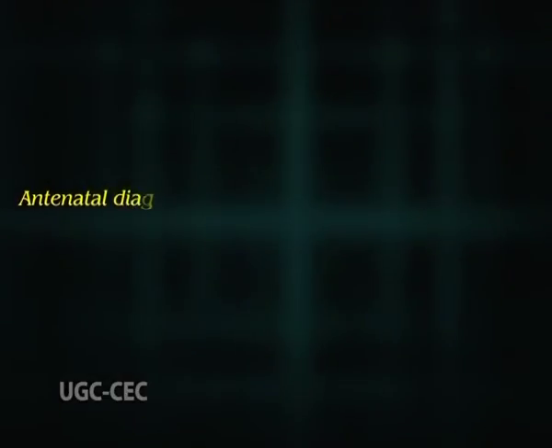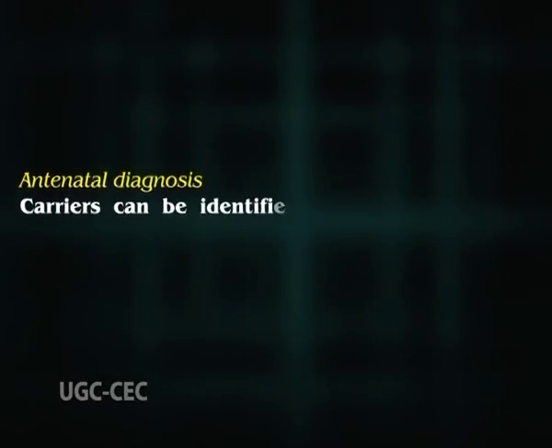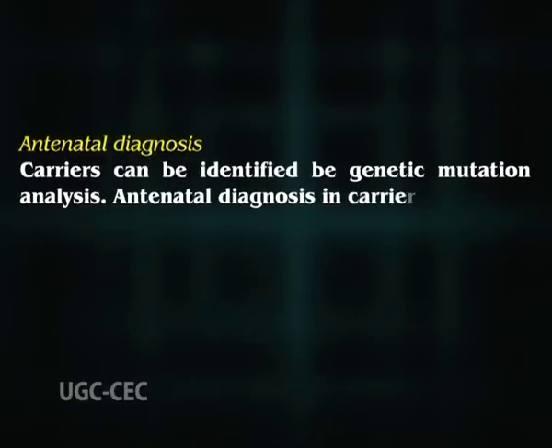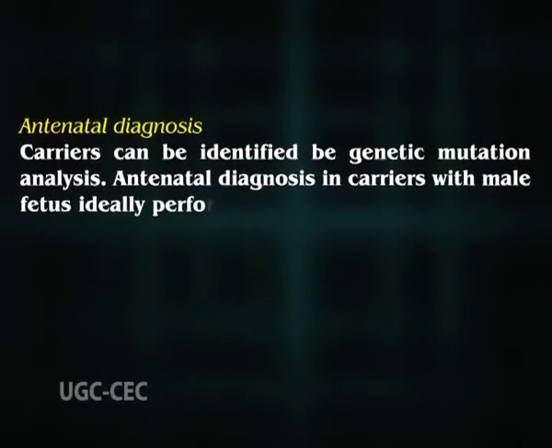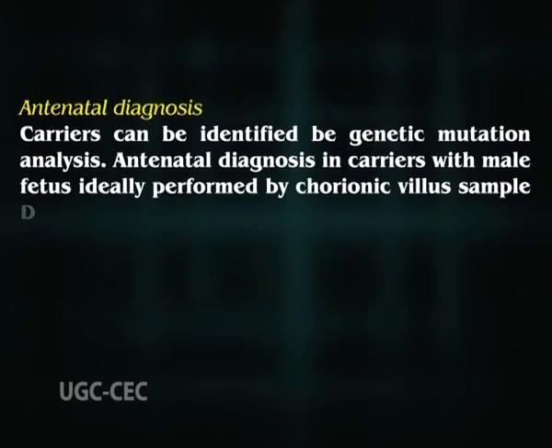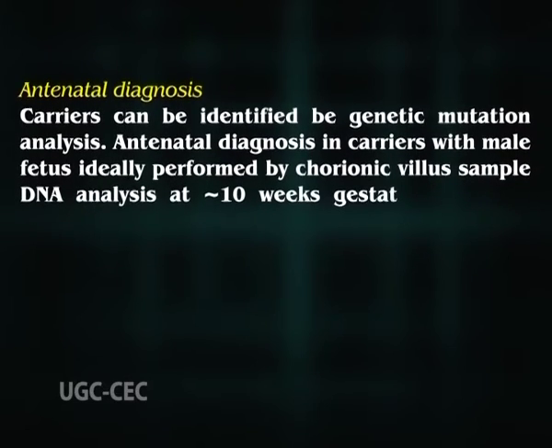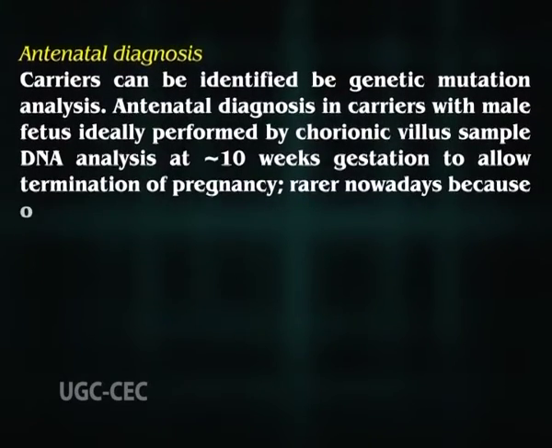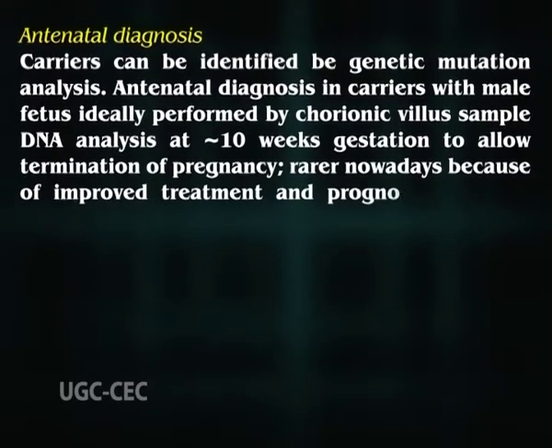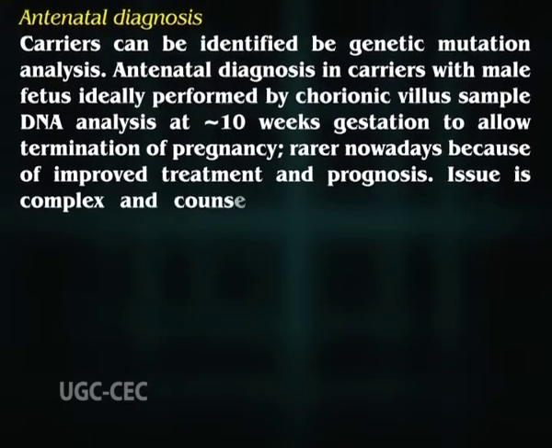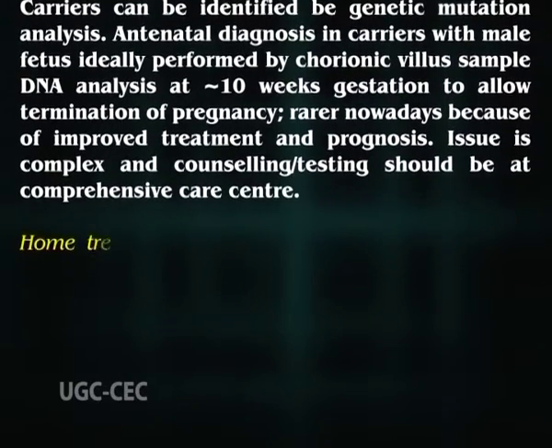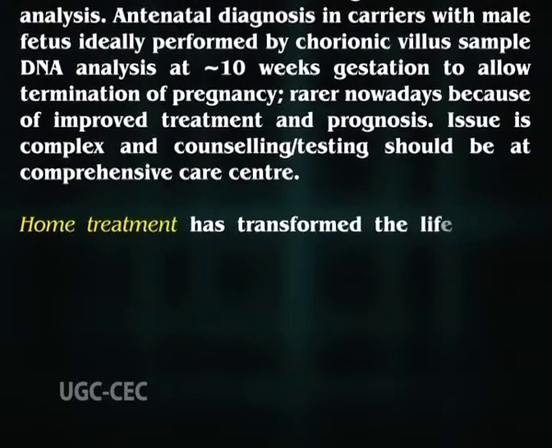Special considerations. Antenatal diagnosis. Carriers can be identified by genetic mutation analysis. Antenatal diagnosis in carriers with a male fetus is ideally performed by chorionic villus sample DNA analysis at approximately 10 weeks gestation to allow termination of pregnancy. Rarer nowadays because of improved treatment and prognosis. The issue is complex and counseling and testing should be at a comprehensive care center.